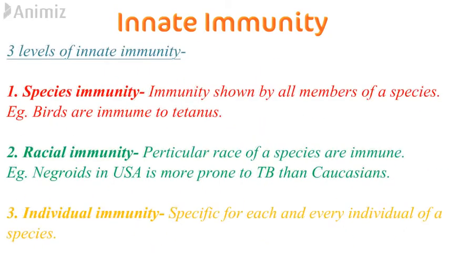There are three levels of innate immunity. First one is the species immunity, which is the immunity shown by all the members of a species. For example, birds are immune to tetanus. Second is the racial immunity, in which a particular race of a species is immune. For example, Negroids in the US are more prone to tuberculosis than Caucasians. And the third is the individual immunity, which is specific for each and every individual of a species.